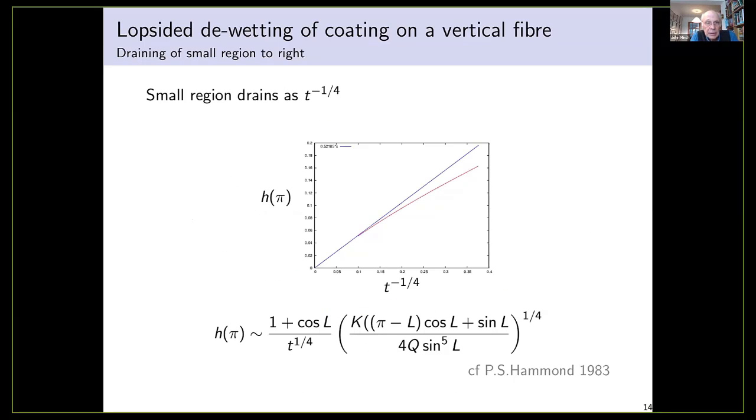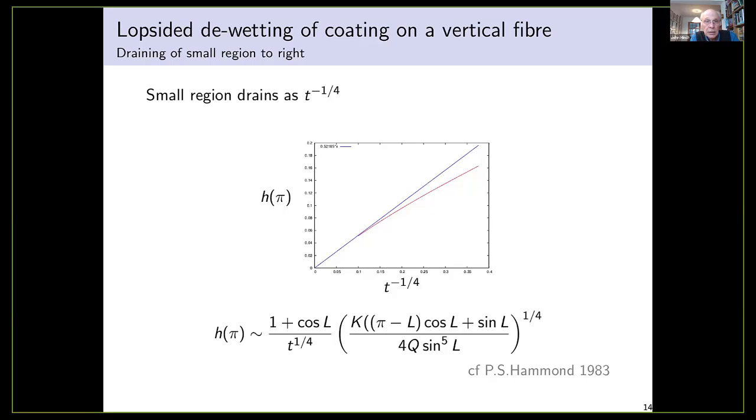And there's a draining which goes at t to the minus a quarter. So you can see I'm plotting the thickness at the right-hand side going down to 0 as t to the minus a quarter goes to 0, as t goes to infinity. I even know the coefficient. And just to relate it to another talk today, this is something that's nearly in Paul Hammond's thesis of a few years ago.